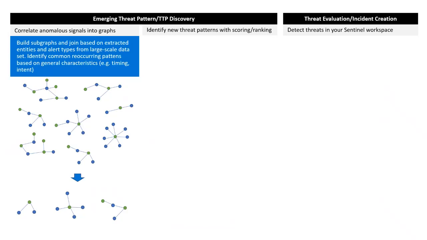During the emergent threat pattern and TTP discovery phase, every day Fusion runs on large-scale data sets, that's millions of anomalous signals, to build correlations and subgraphs based on the entities extracted from these data. These subgraphs are hyperconnected. Each entity is represented by a node, and the edges represent all the activities. The entities can be an IP, a user account, or a host.